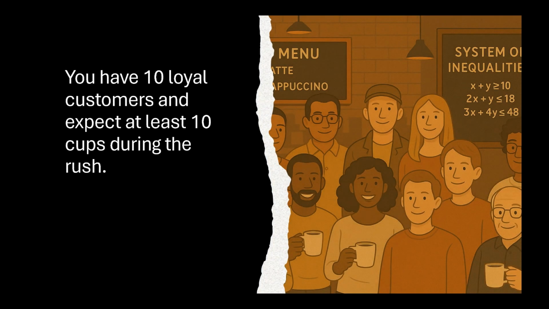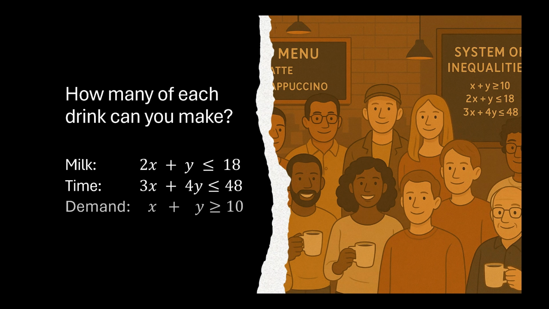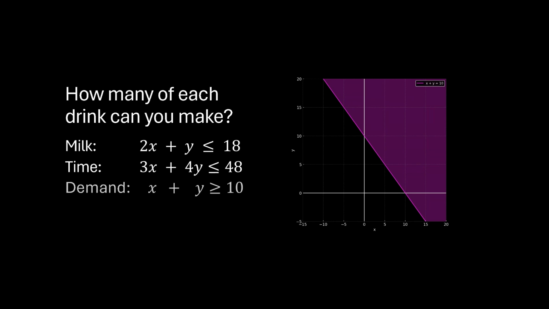Say you have 10 loyal customers and expect at least 10 cups during the rush. They don't really mind which one the barista recommends. So this changes the picture because it sets a minimum instead of a maximum. We proceed in a similar manner to obtain the graph of x plus y greater than or equal to 10. This time the shaded region is away from the origin since testing the origin gives us 0 greater than or equal to 10, which is absurd.